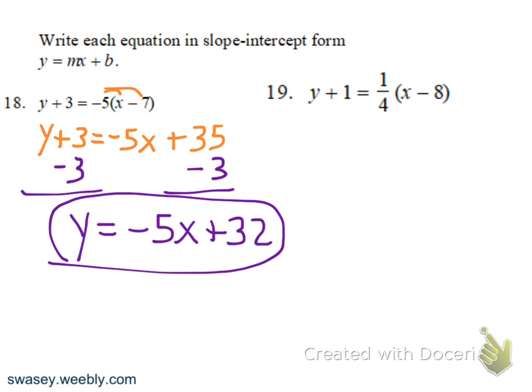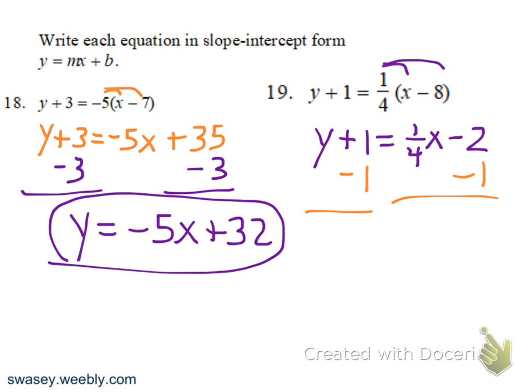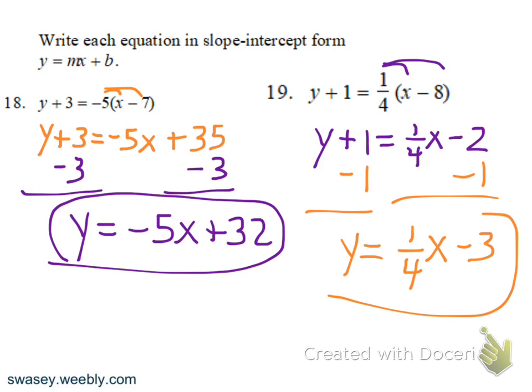Again, to get rid of our parentheses, we'll distribute. 1/4 times x is 1/4 x. 1/4 of -8 is -2. To get rid of that +1, we'll subtract 1. Now it's in slope-intercept form. Y equals 1/4 x. -2 minus 1 is -3. So we can see that our slope is 1/4, our y-intercept is -3.